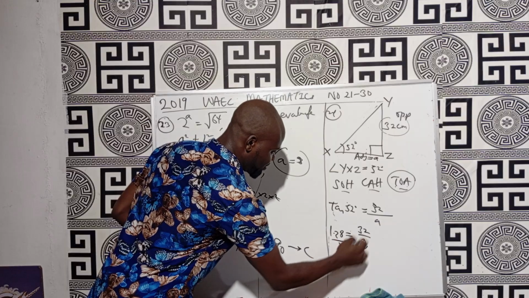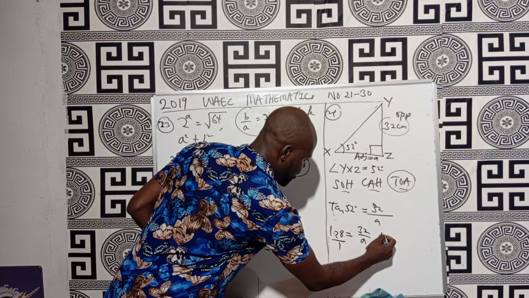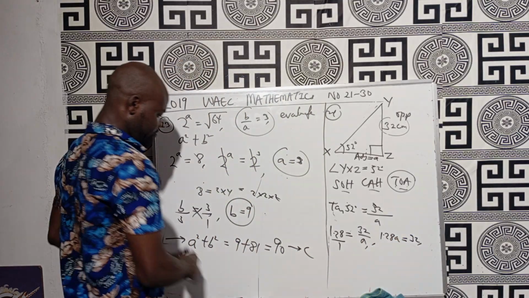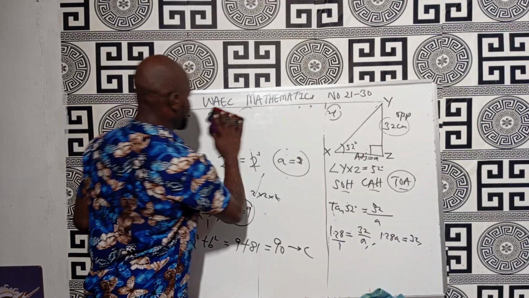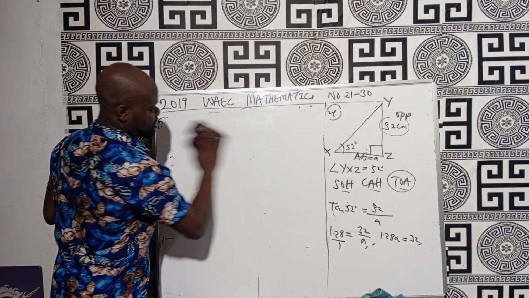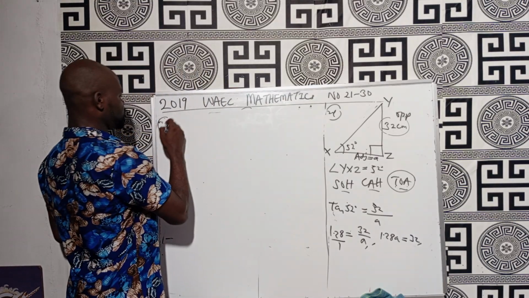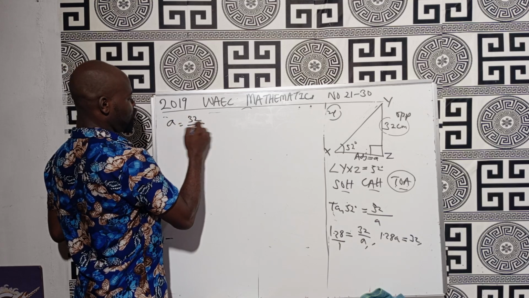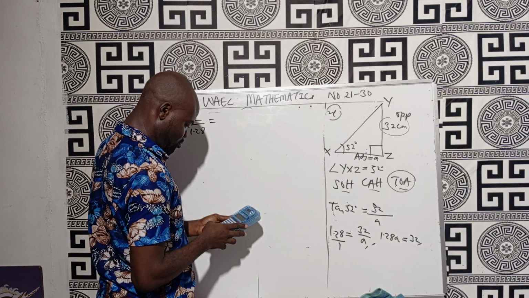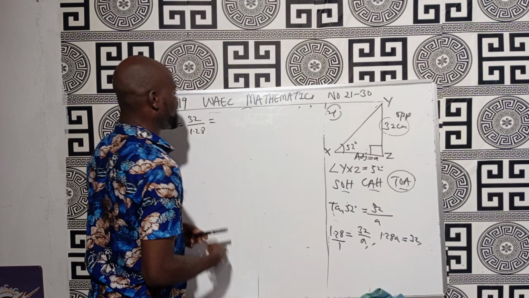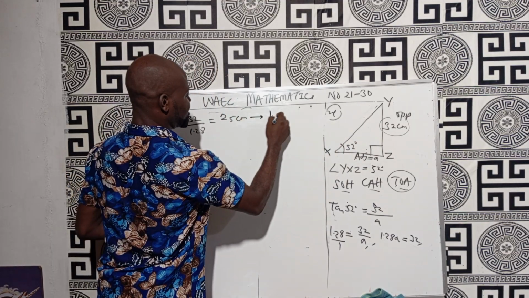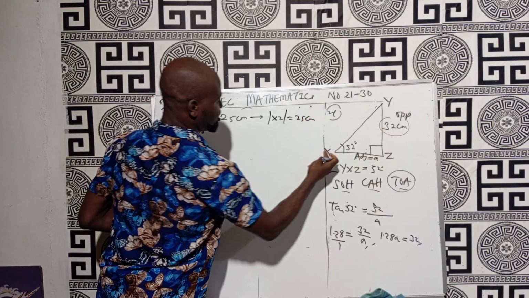So this is all over 1. If you cross multiply, we're going to have 1.28A equals 32. And when you divide both sides by 1.28, what will you get? A equals 32 all over 1.28. That's what? That's 25. So A equals 25 centimeters. So therefore our XZ is 25 centimeters. So this is 25 and that's the answer.